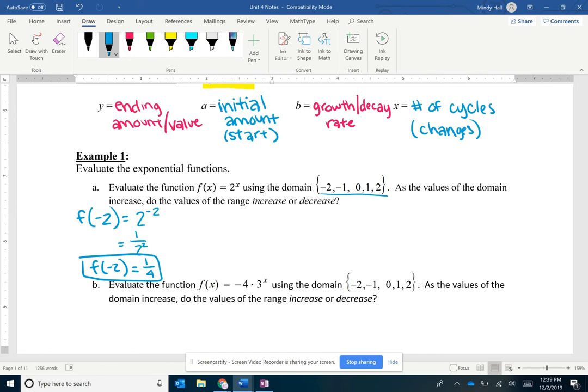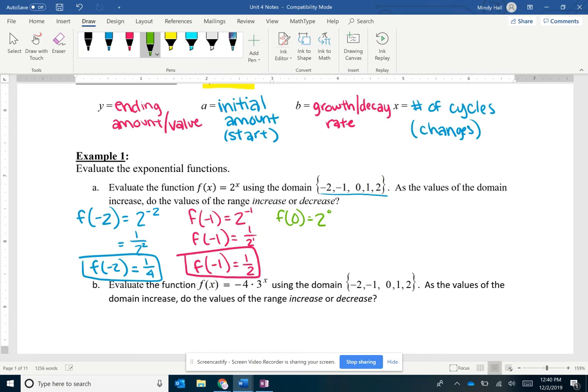Okay? And if you were making a table, it'd just be -2, 1/4. And so then we plug in -1, f of -1 equals 2 to the -1. Since that's a negative exponent, that tells me to put it in the denominator. And so that just means f of -1 is 1/2. Okay? So then we plug in 0. f of 0 equals 2 to the 0 power. That would give us 1, because if you recall, anything to the 0 power is always 1.